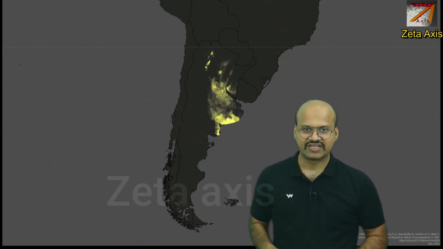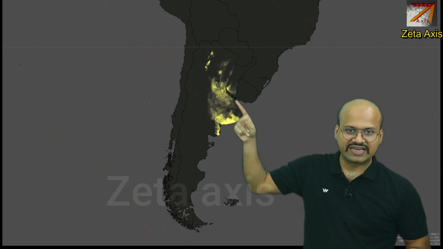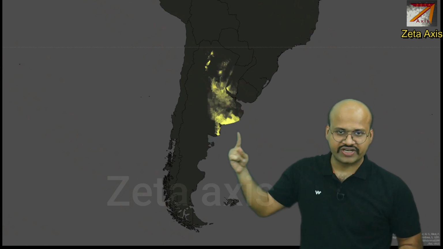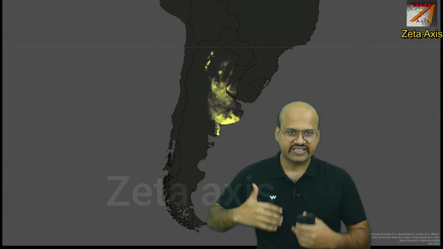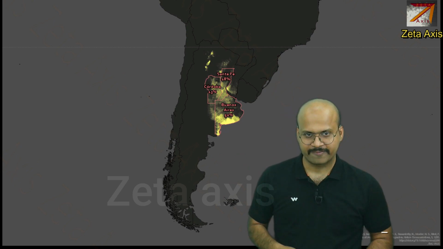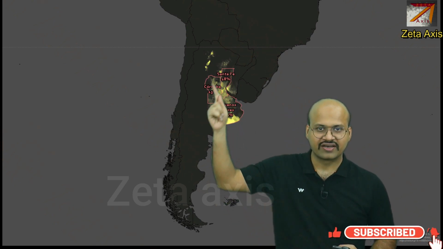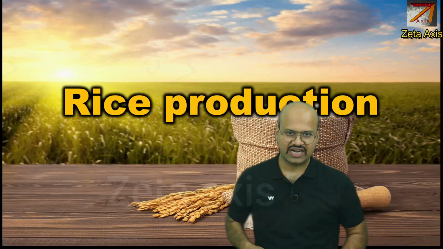Similarly, if you see Argentina, then as discussed, this is La Plata region. This is the delta region formed by Paraguay, Uruguay and Parana River. And we see most of wheat cultivation is confined in this region. In fact, this is the highest wheat producing region in South America. Here are the states. Buenos Aires is one of the most important states, and then there are other states, Santa Fe and this state, they produce wheat in Argentina.